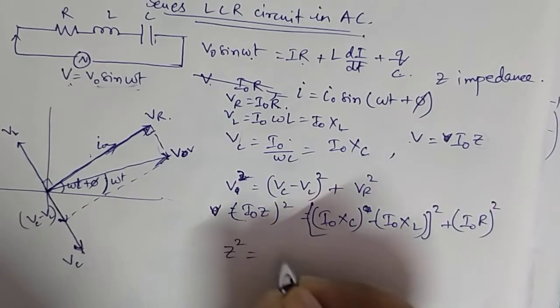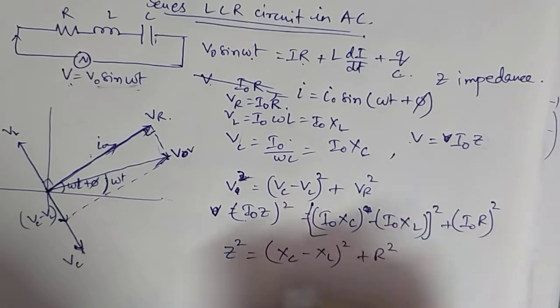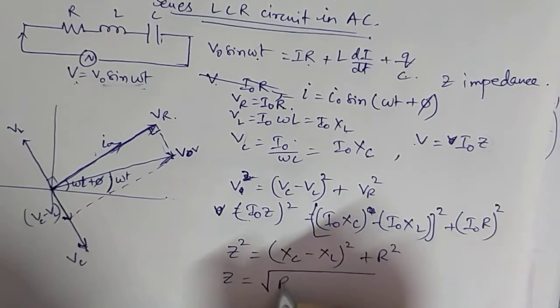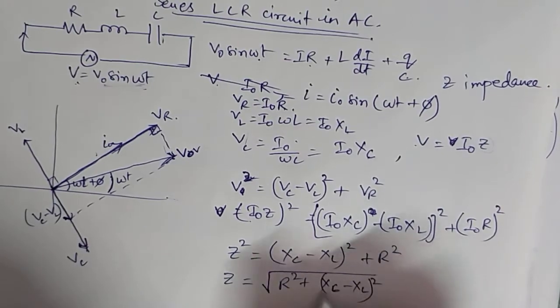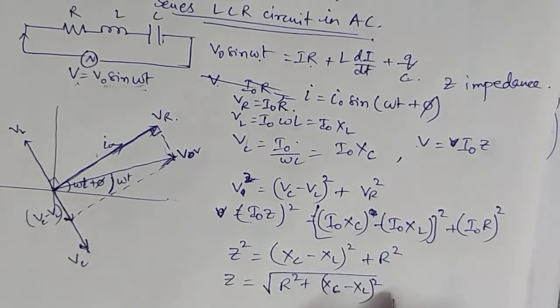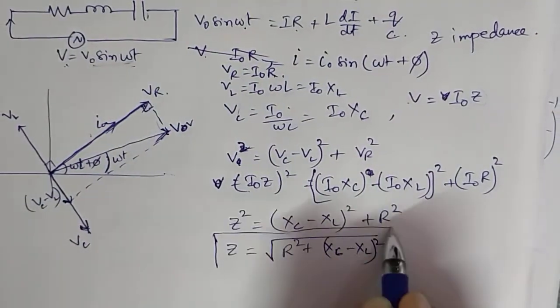So you will get Z square is equal to (XC minus XL) whole square plus R square. So Z is equal to under root R square plus (XC minus XL) whole square. Whether you write XC minus XL or XL minus XC, it's squared, so it doesn't make much difference. So from here we get the value of this.